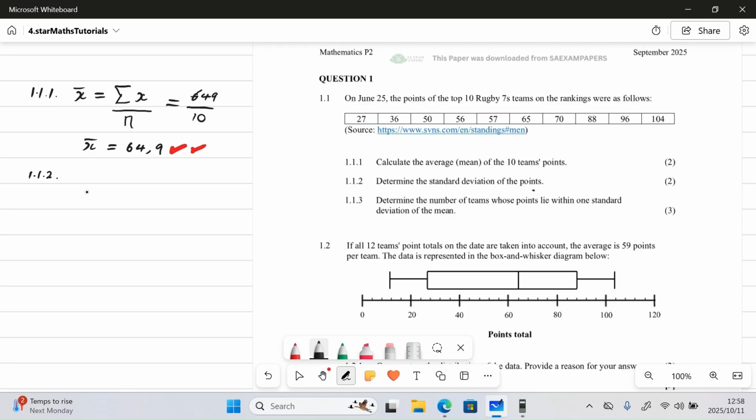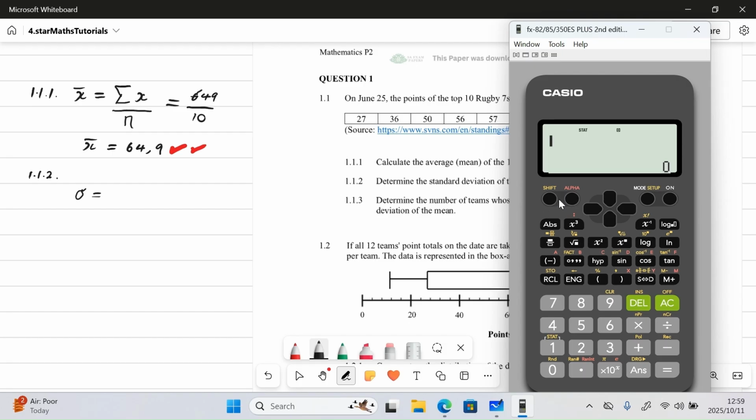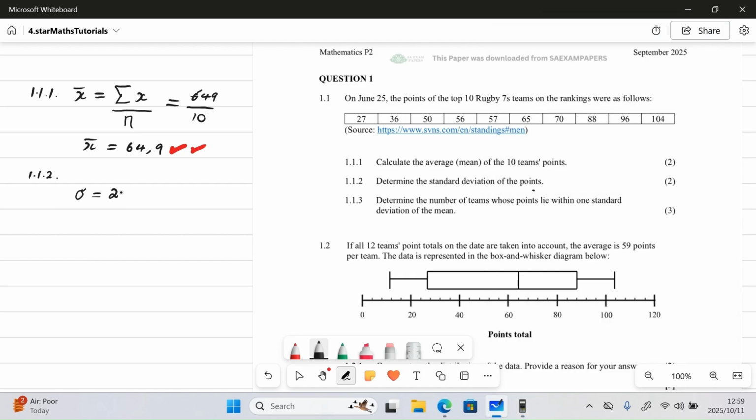Determine the standard deviation of the points. Remember, we already entered the data. We go for option number 4, variance, then option number 3 is our standard deviation. When we press equals, we get 23 point something, and when we round it to 2 decimal places, we get 23.86. Even this one, just using your calculator, we are going to get 2 marks.